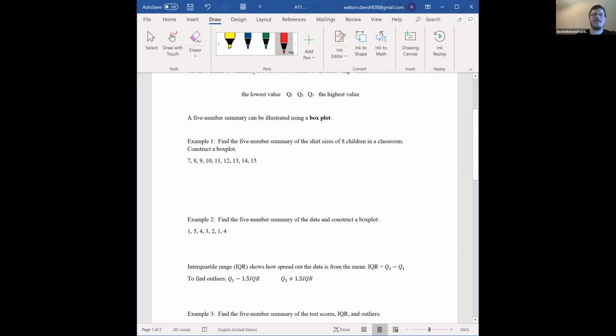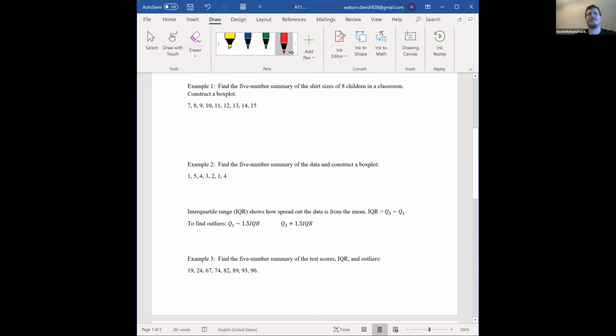All right, so let's look at example 1. Find the 5-number summary of the shirt sizes of 8 children in a classroom and construct a box plot. So first thing we need to do is find the highest and lowest values because those are the easiest, so we might as well start there. So we can see the highest is 15, the lowest is 7.